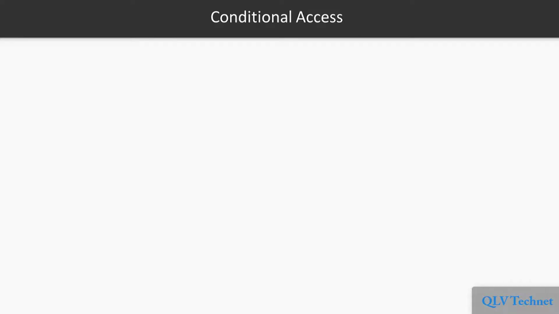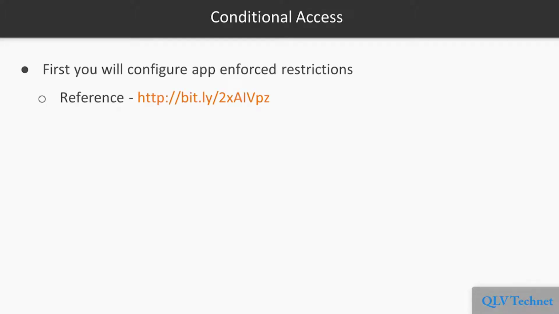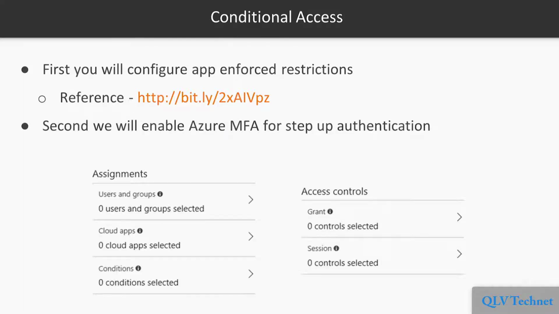In the last section, we will secure our environment with some typical conditional access scenarios. First, we will use a new feature called App Enforced Restrictions. This allows us to limit download, print, and sync actions inside of SharePoint based on a web session. Second, we will require Azure MFA to access an application.